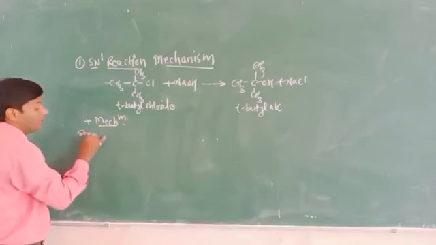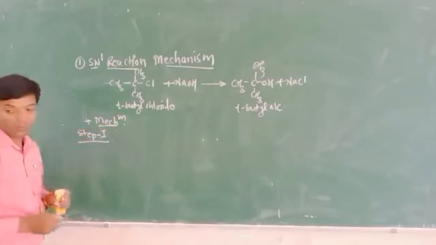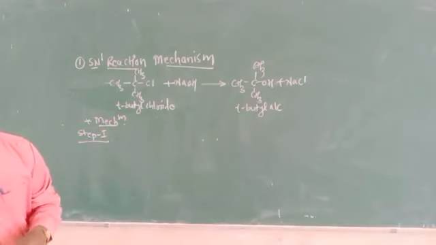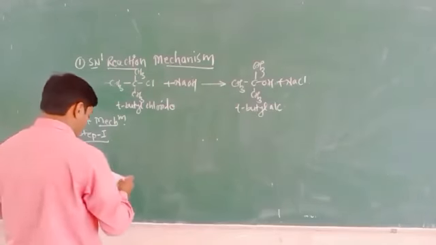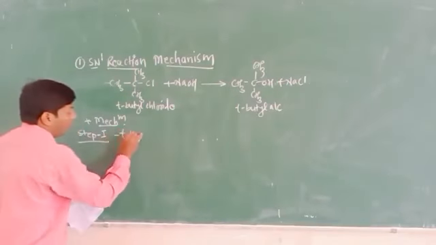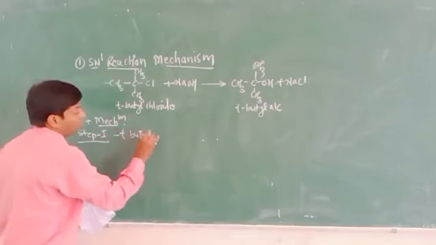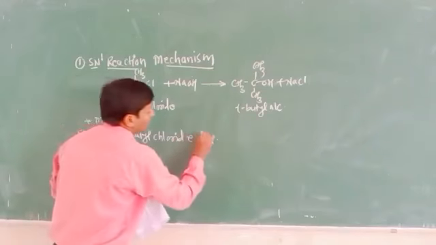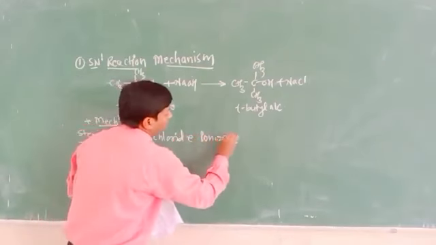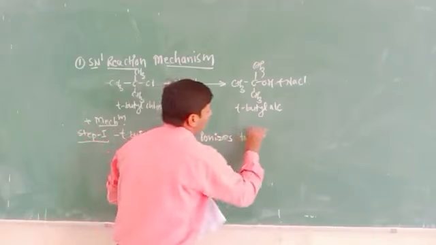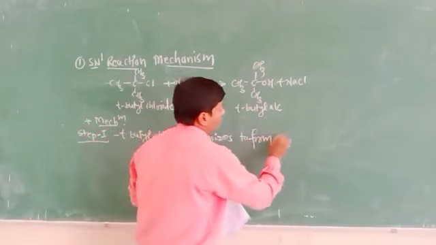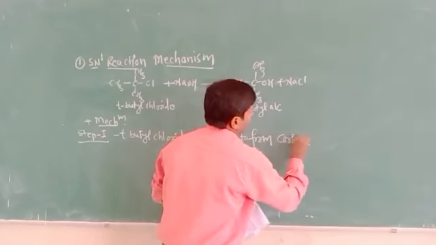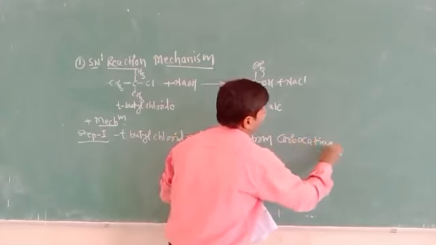Step 1. Tertiary butyl chloride ionizes to form carbocation. This is the first step.